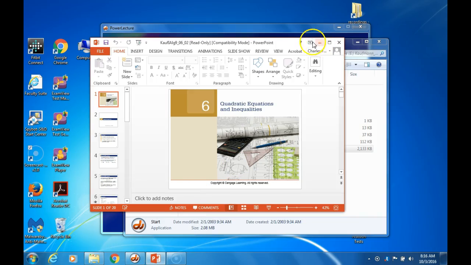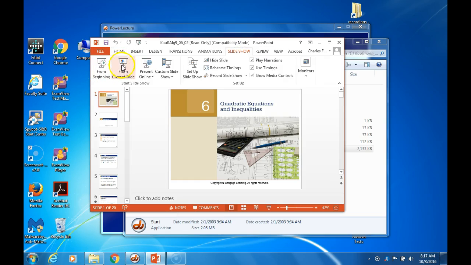And we will get the slideshow opened from the current slide.